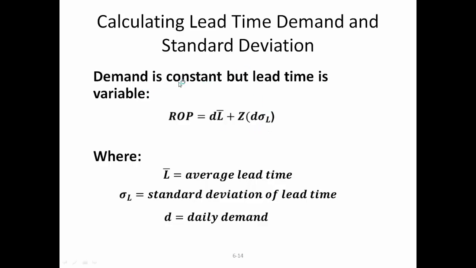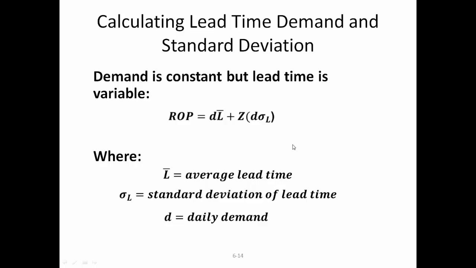Now, what happens when demand is constant but lead time is variable? Demand is constant and lead time is variable. So note where we have to go with the average lead time and the standard deviation of that lead time. We still need the service level that you want, and we know what D is. Now we take the average lead time and, using our z, multiply it times our daily demand.